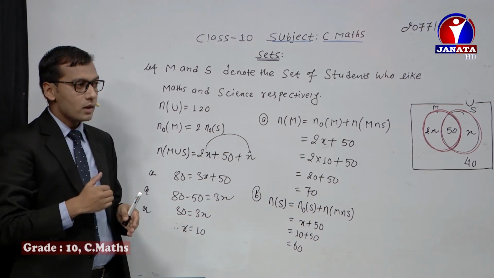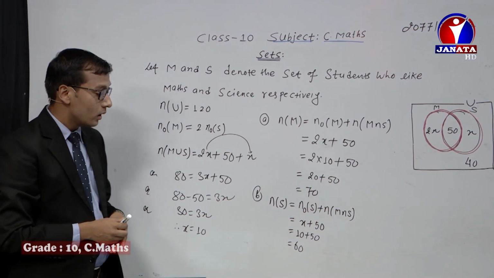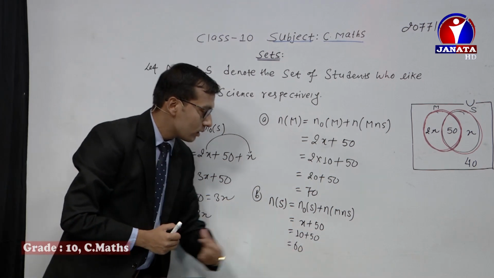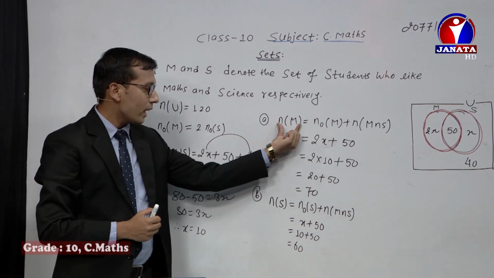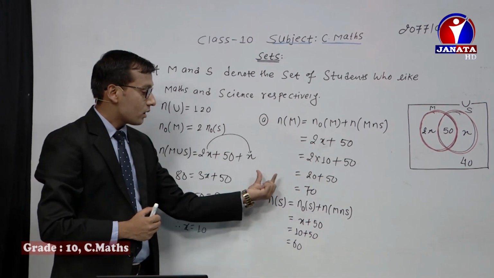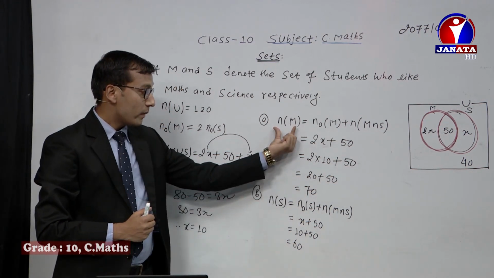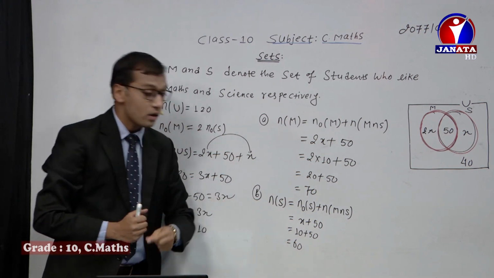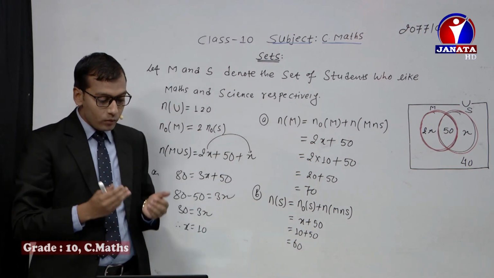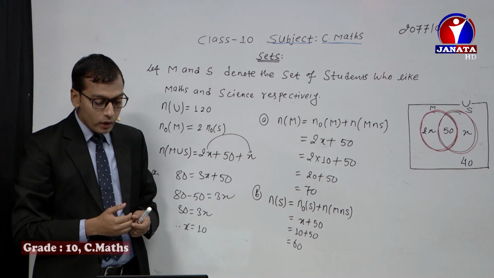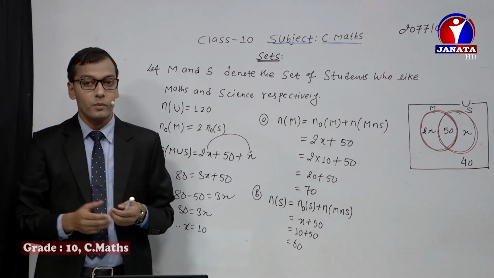So these are the first and second questions we solved. After solving for n of M and n of S, let's write it in words. 70 students passed in mathematics and 60 students passed in science. Third is number C. Find the number of students who passed in at least one subject.